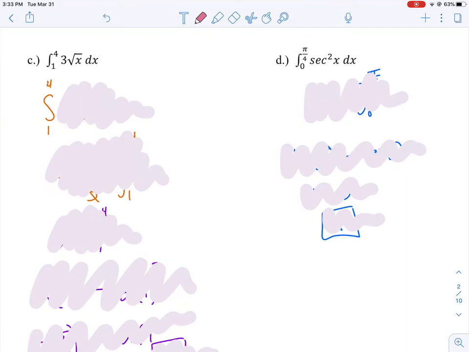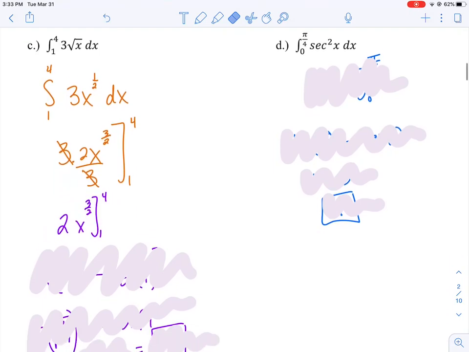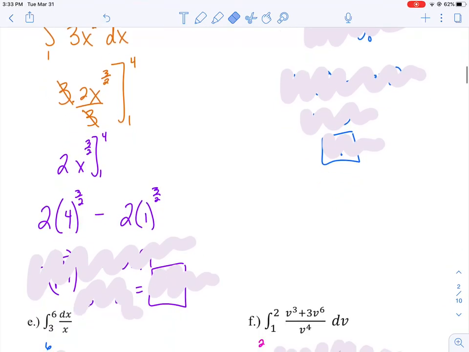If you look at example C, it asks us to integrate 3 times the square root of x from 1 to 4. I had a red flag, I don't know about you, and so I rewrote this as the integral of 3x to the 1/2 from 1 to 4. I was then able to use my power rule, my rules for integration, add 1 to the exponent, divide by that new exponent, or multiply by its reciprocal, and then I can evaluate it from 1 to 4. Plugging in your upper limit first always, plugging in your lower limit next, and then finding the difference.